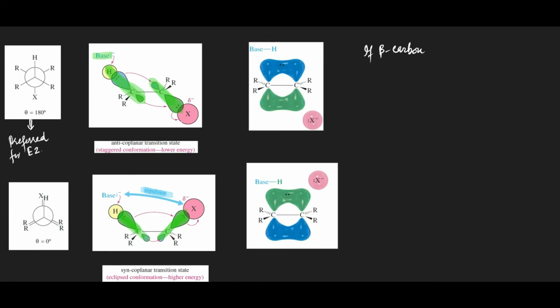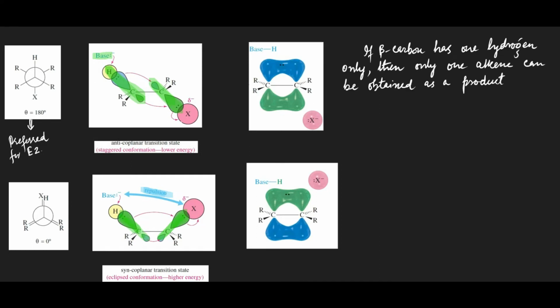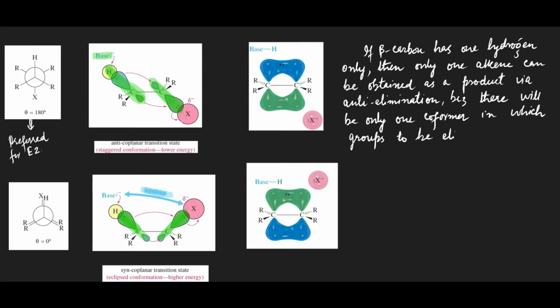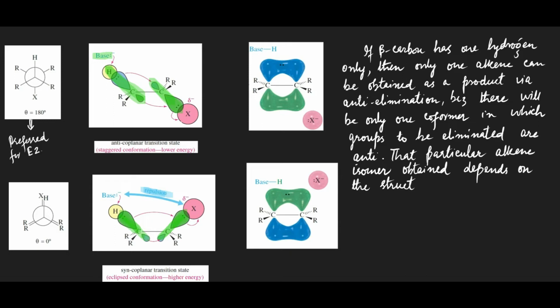Thus, if beta carbon has one hydrogen only, then only one alkene can be obtained as product via anti-elimination. This is because there will be only one conformation, in which groups to be eliminated are anti. Thus the particular alkene isomer obtained as product depends on the structure of the reactant. This is the origin of stereospecificity in E2 elimination.